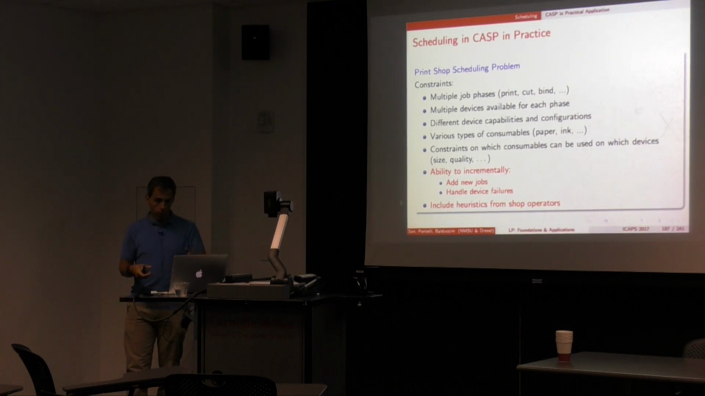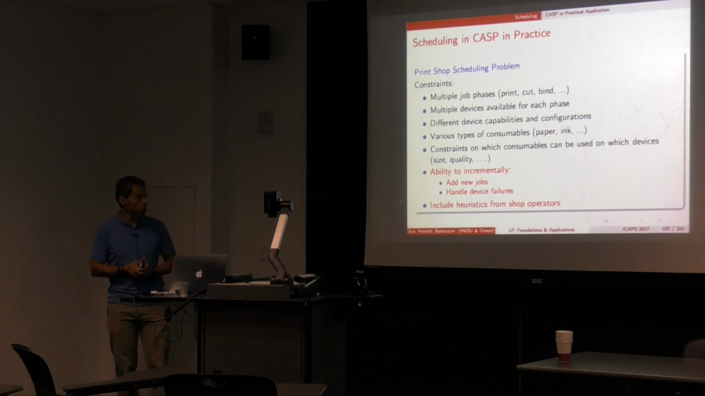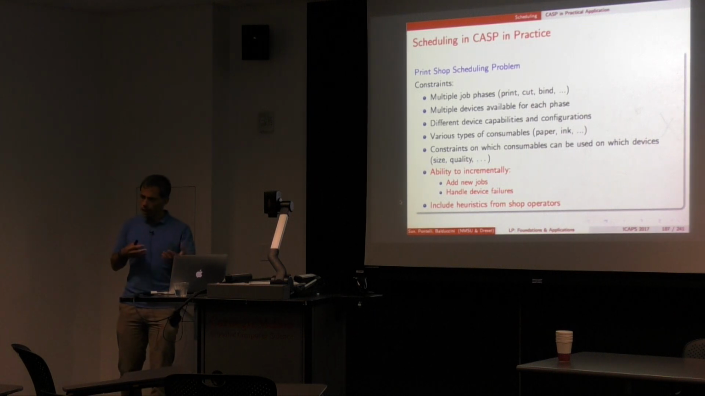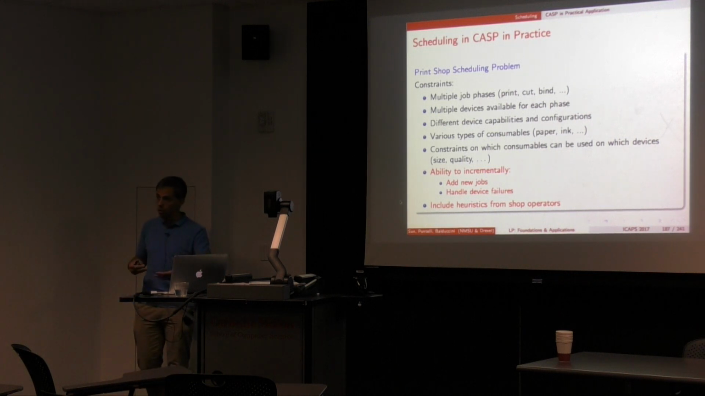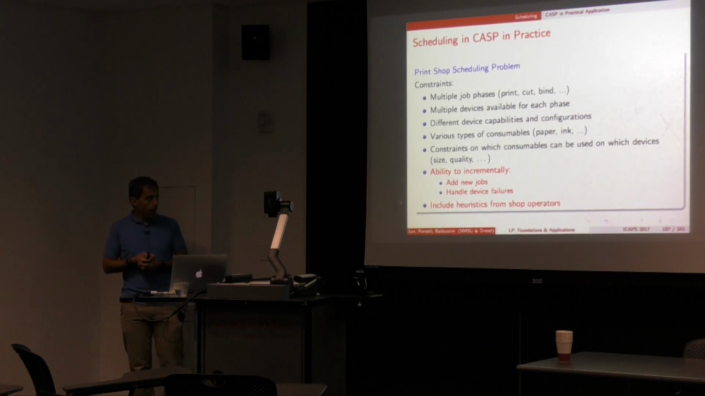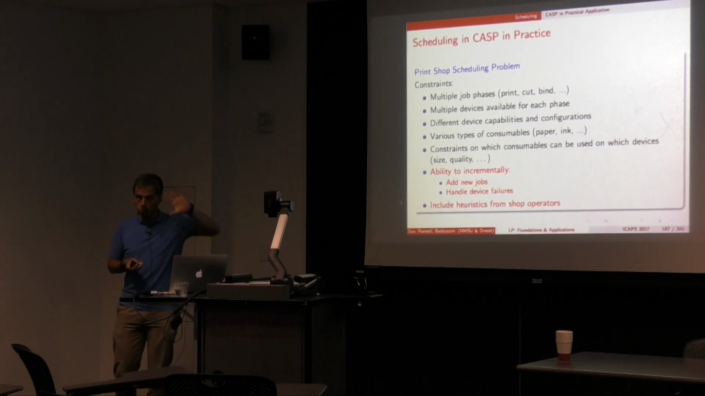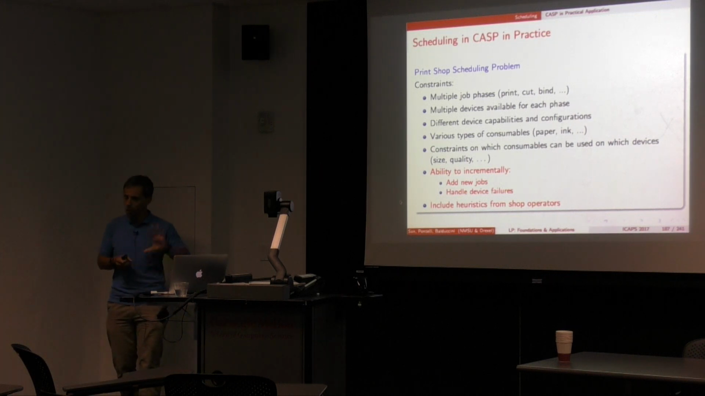So imagine printing books or magazines. There's big, large print shops with lots of devices, and you have to figure out how to use those devices properly, how to sequence the operations. It's essentially job shop scheduling with a few twists. In fact, major twists, because it's not just scheduling, it's in fact also a planning problem, but we're not going to worry about it right now.